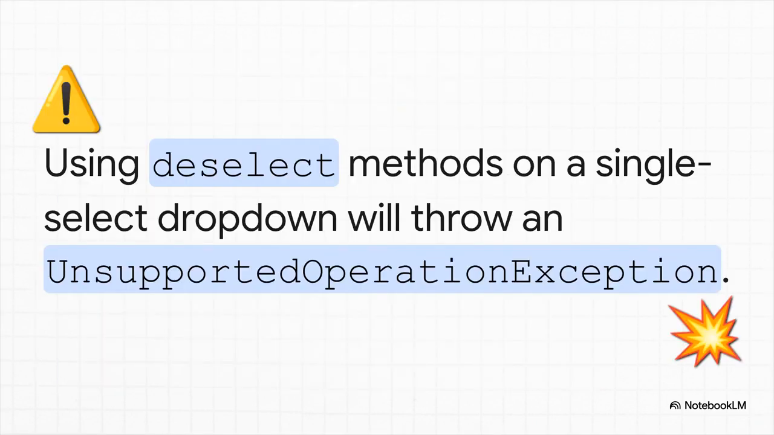Okay, now listen up, because this is super important. This is a classic tripwire that gets a lot of people. If you ever try to call a deselect method on a normal, single select dropdown, your script is going to blow up. It'll throw an unsupported operation exception. And why? Well, because the element literally can't do that. It doesn't support that action. Seriously, tattoo this one on your brain. It'll save you hours of debugging down the road.